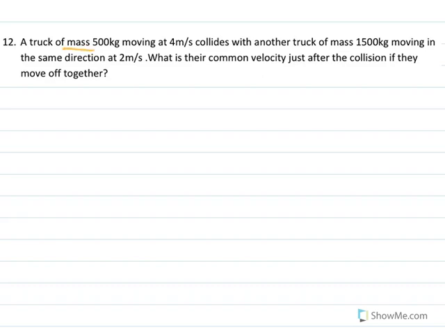A truck of mass 500 kgs moving with a velocity of 4 meter per second collides with another truck of mass 1500 kgs moving in the same direction at 2 meter per second. What is the common velocity just after the collision if they are to move together? So here we are dealing with two trucks, so let us see the total momentum before collision.